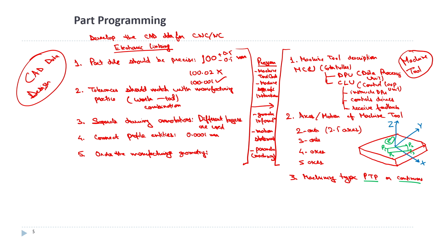So, tools should not collide, and the workpiece should be held by the fixtures properly. These we will discuss when we talk about tool path verification. In the tool path verification, we also see that collisions should not be there, or the double movement of the path should not be there.